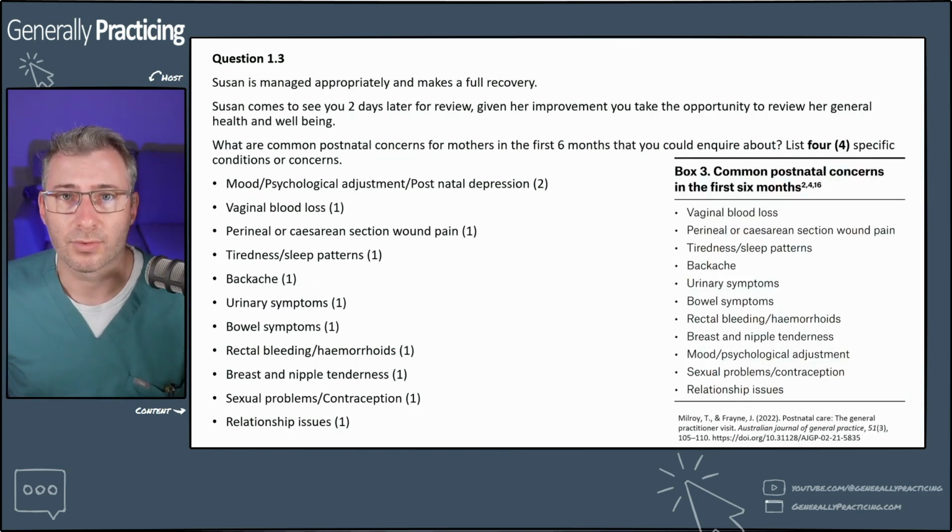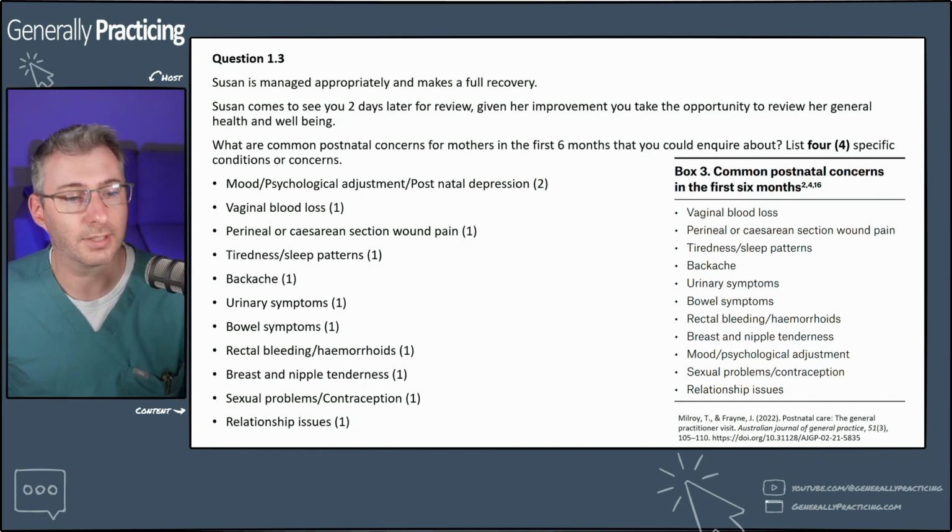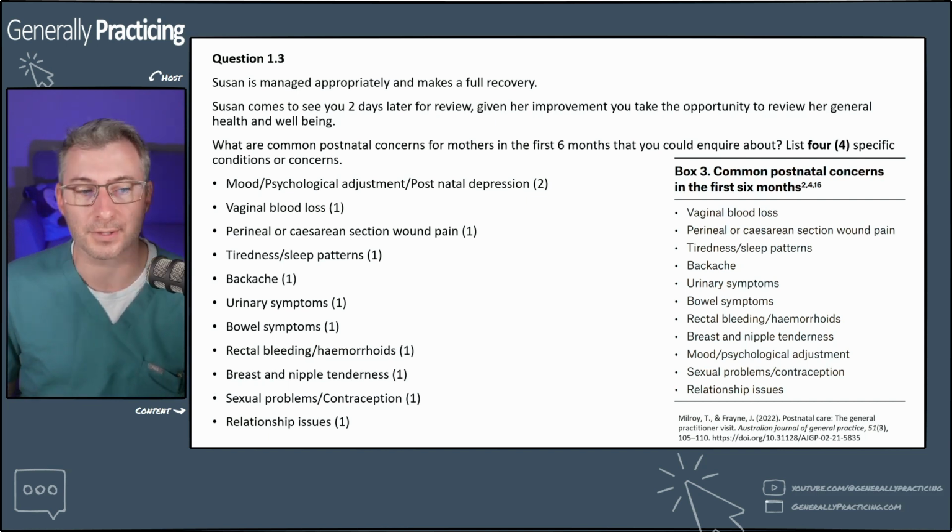What are common postnatal concerns for mothers in the first 6 months that you could inquire about? Boy, is there a lot, particularly if this is a first new mother. There are so many things you want to be asking. Again, if this isn't something that you're seeing much in your clinical practice, I'd have a read through this paper here. But this is something that I think is pretty bread and butter for day-to-day GP. I know certainly up here in Mildura, one thing we do very well is breed, and so seeing newborns and care around that postnatal period is pretty routine for us.